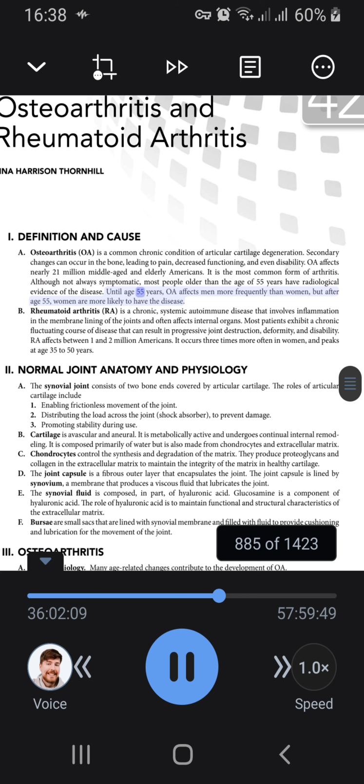Until age 55 years, OA affects men more frequently than women. But after age 55, women are more likely to have the disease.